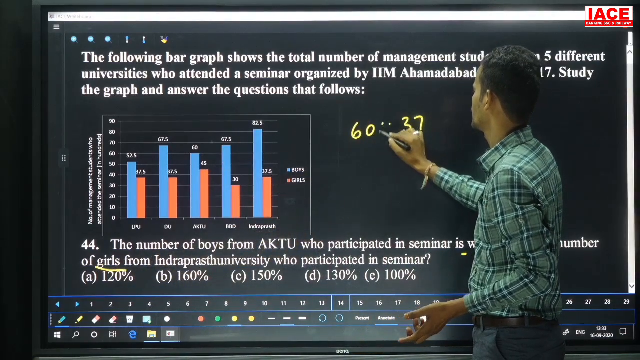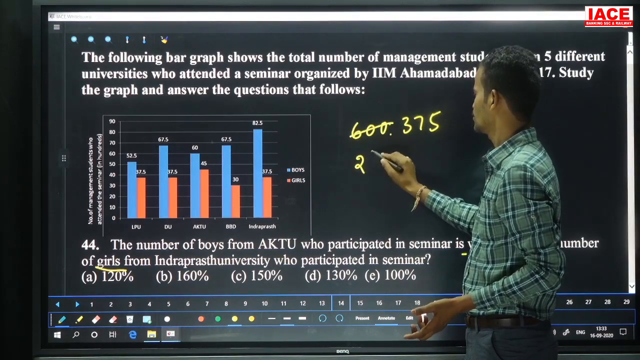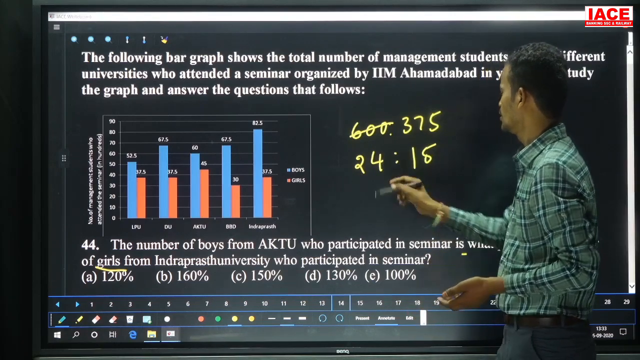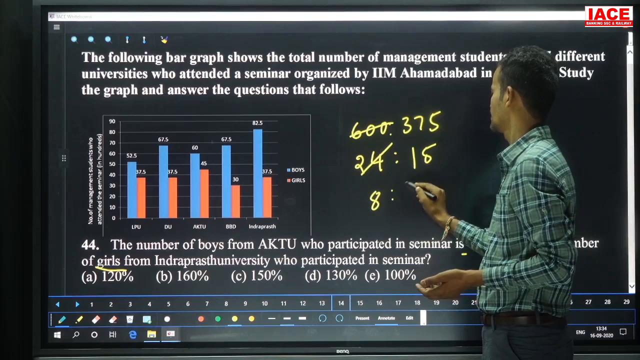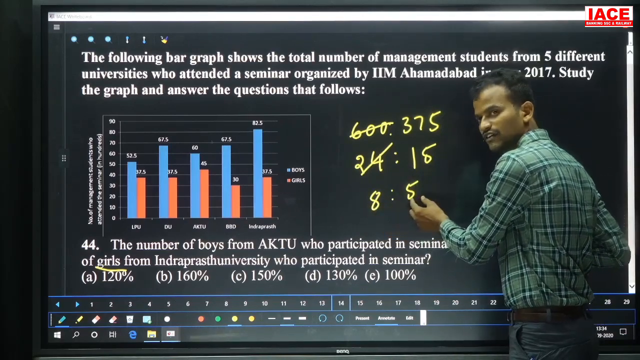37.5. Okay, I am removing here 37. Okay, so 25 twos are 50, 25 fours are, 25 ones are 25, 25 fives are. So 3 eights are, 3 fives are. What is the ratio, sir? 8 is to 5. The number of boys are 8. The number of girls are 5.